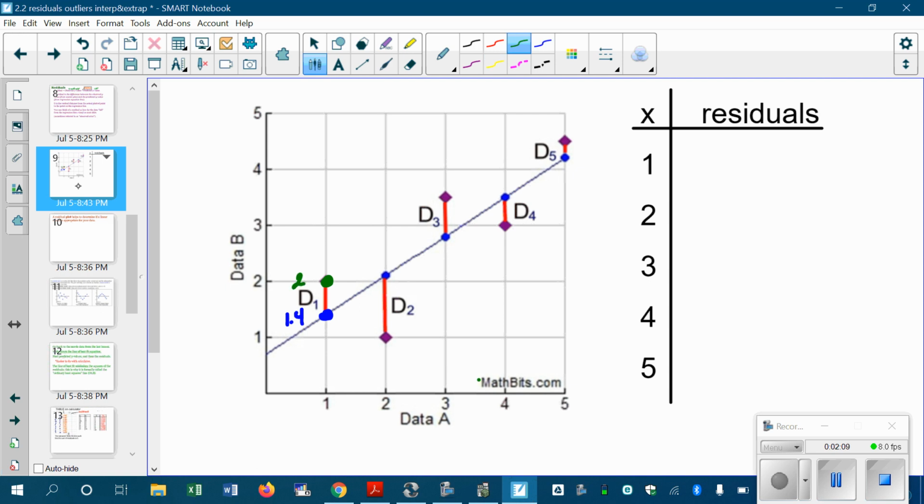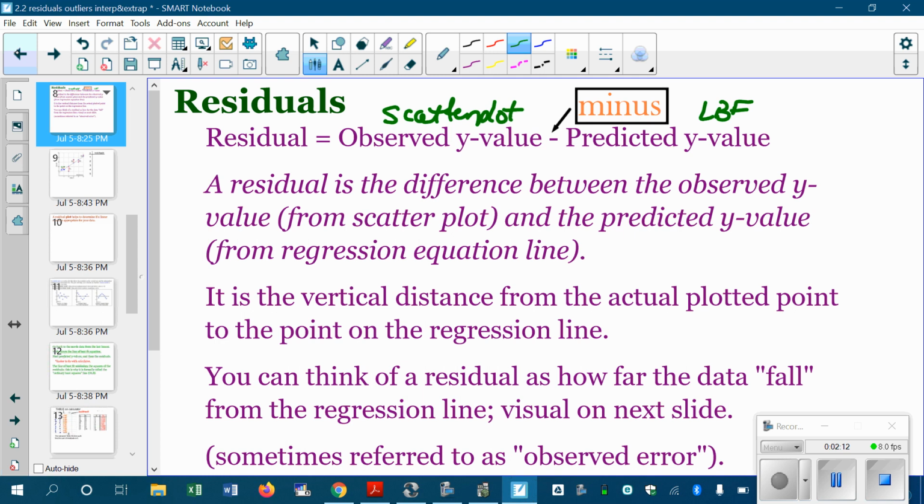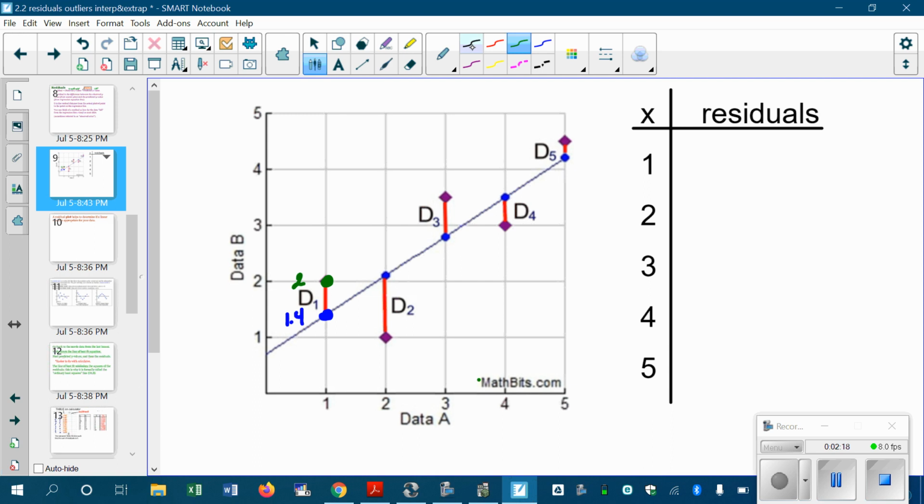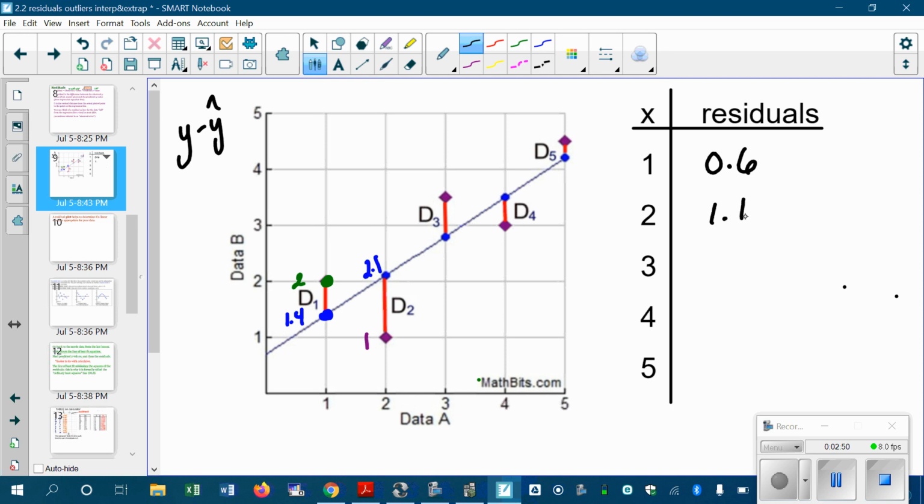If you look back at our definition, it said that we're going to take our scatter plot point minus our line of best fit value. So you could think of that as y minus y hat, if that helps you. Y hat are the values that are on the line of best fit. So if we were to subtract 2 minus 1.4, that residual is 0.6-ish. I'm just estimating here because we don't actually have the data. In the next location at 2, this point appears to be at like 2.1 maybe, and this is at 1. And so my residual there is approximately 1.1.